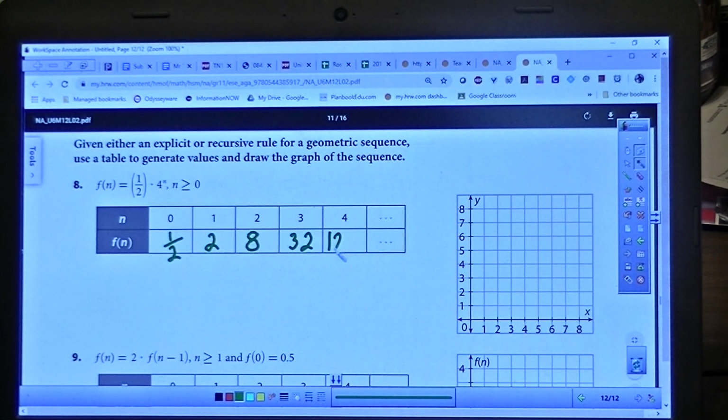128. Now some of y'all are going to cheat and just put this straight into your calculator and y equals, and it'll give you these right here. So let's go to graphing these things. 0, 1 half, right there. 1, 2, right there. 2, 8, right there. 3, 32, way up there. That's all we're going to get. That's it. Number 8 is done.